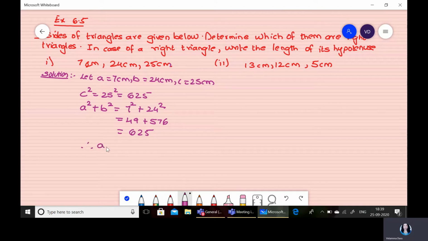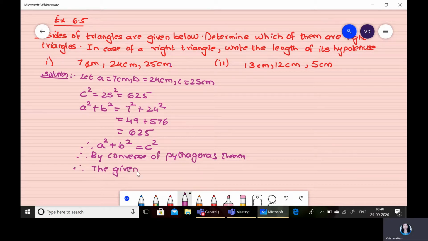So from here we can conclude that a square plus b square, that is the sum of the squares of the two sides, equals the square of the longest side. And therefore, by the converse of Pythagoras theorem, we say that the given triangle is a right angle triangle.